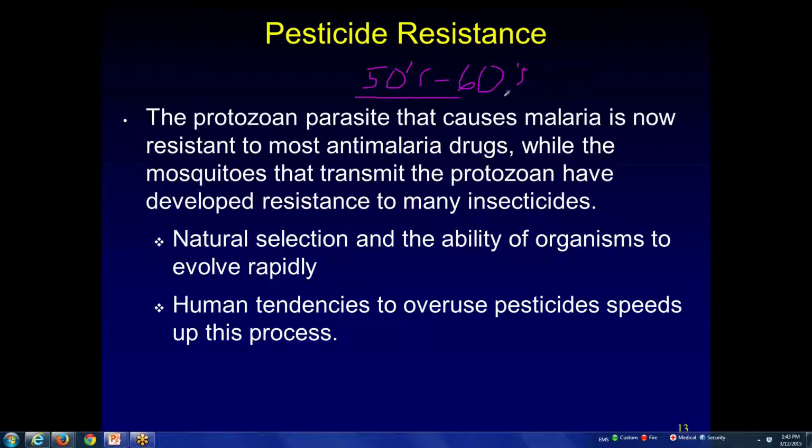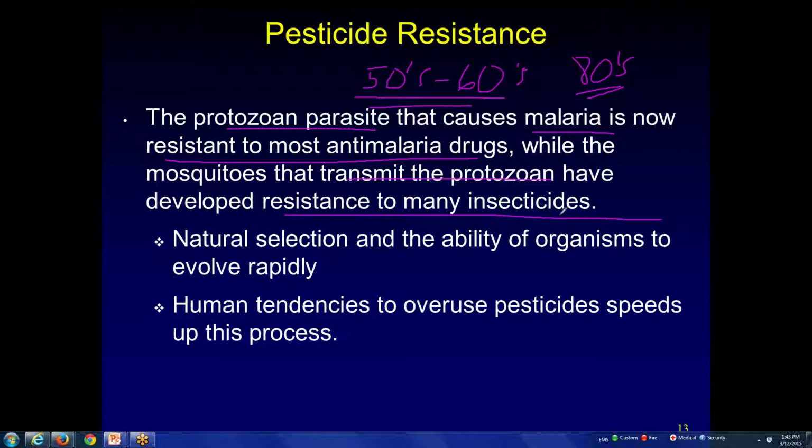And we actually wiped out almost all the pests in some cases in the 50s and 60s. But then by the 80s, the pests had developed a lot of resistance, and now many of them are here to stay. So, for example, the protozoan parasite Plasmodium falciparum, the one that causes malaria, is now resistant to most anti-malarial drugs, while the mosquitoes that transmit the protozoan have developed resistance to the insecticides.